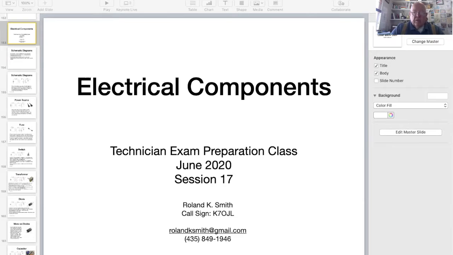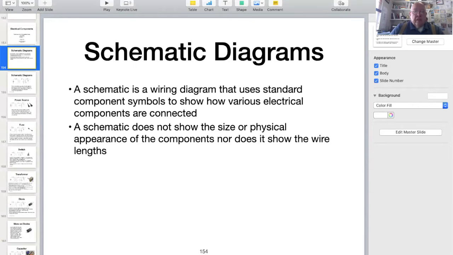Let's start by learning what a schematic diagram is, as well as what it doesn't do. A schematic diagram depicts electrical components by their symbols and how they are connected to each other. It does not show the physical layout, the size of the components, or wire lengths.